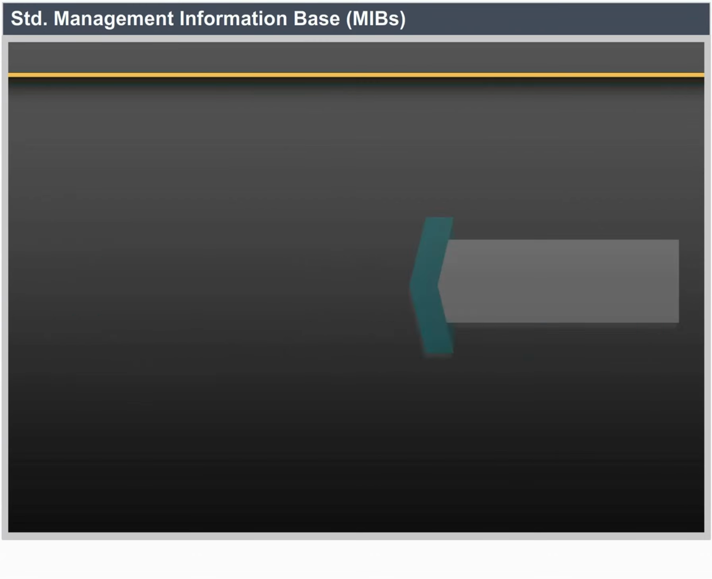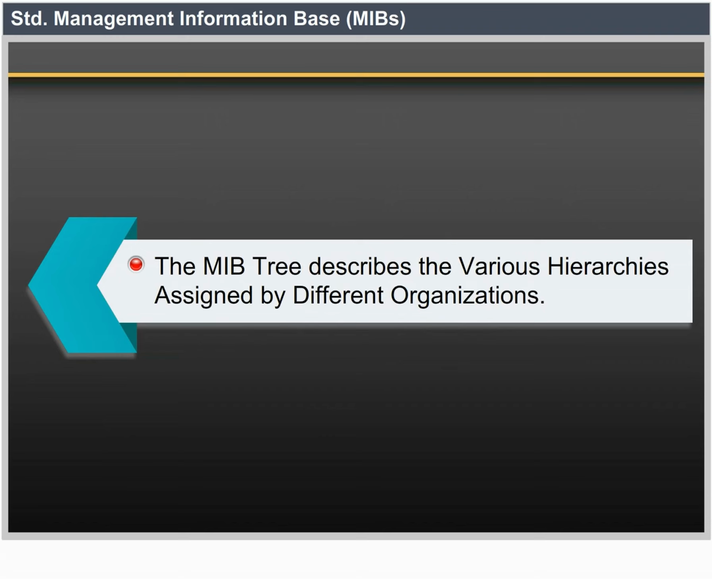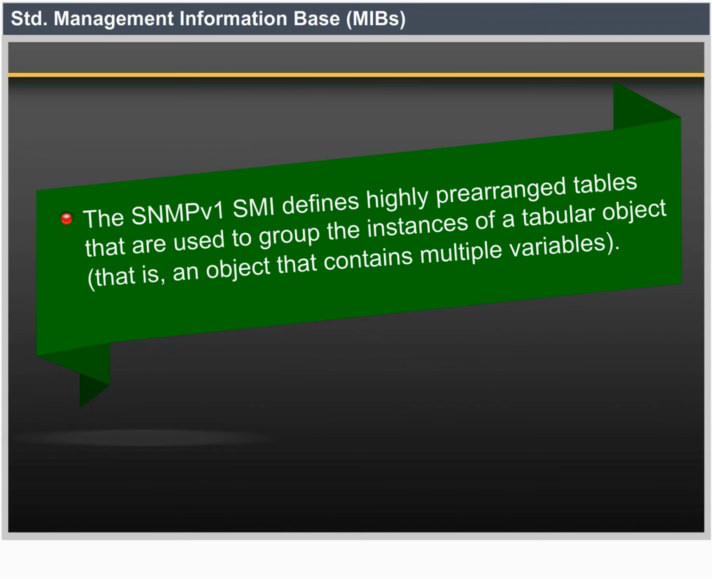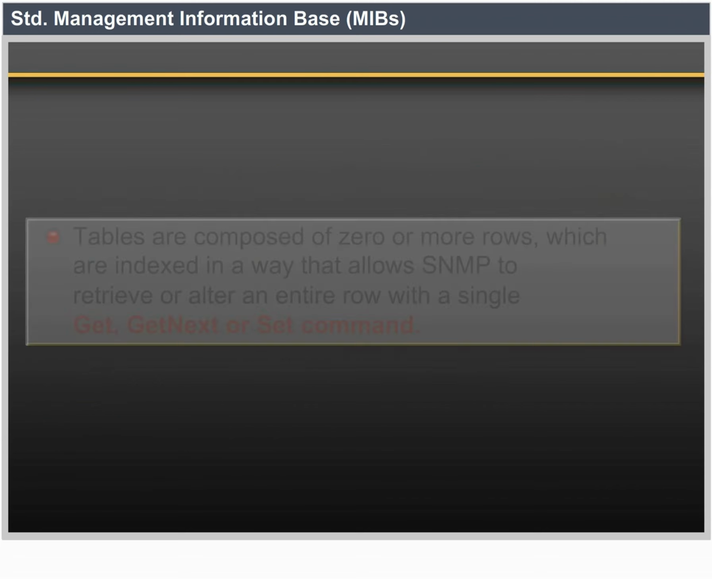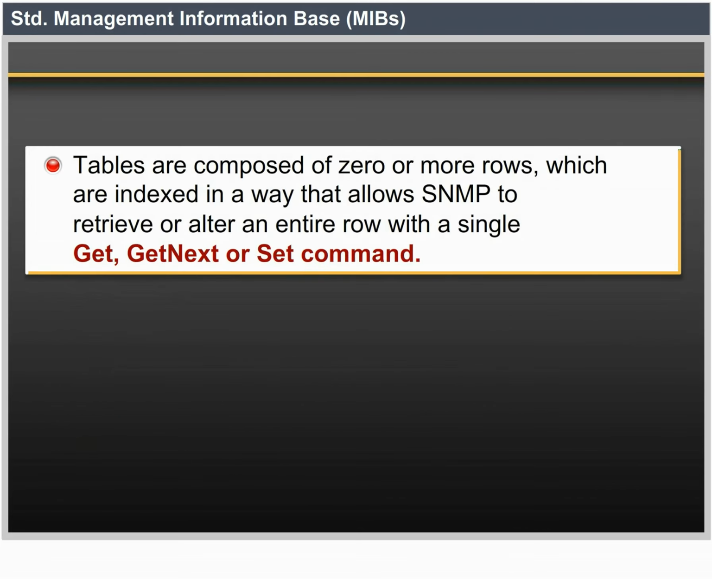The SNMPv1 SMI defines highly structured tables that are used to group the instances of a tabular object, that is, an object that contains multiple variables. Tables are composed of 0 or more rows which are indexed in a way that allows SNMP to retrieve or alter an entire row with a single get, getNext, or set command.